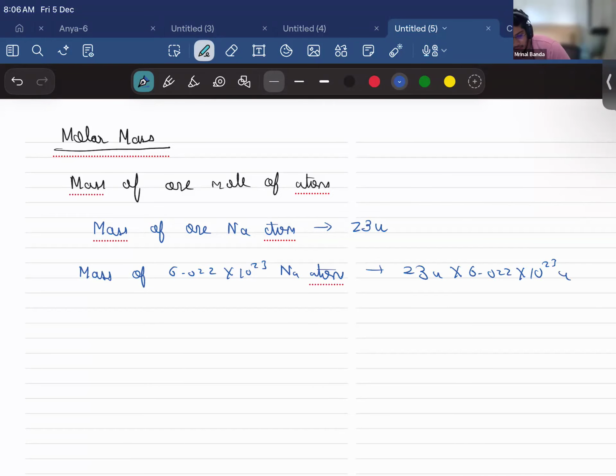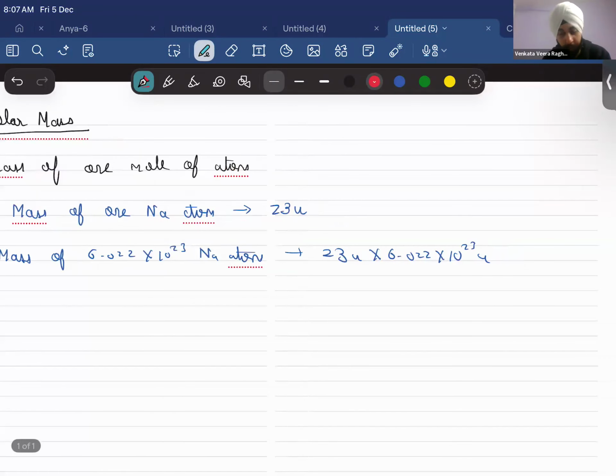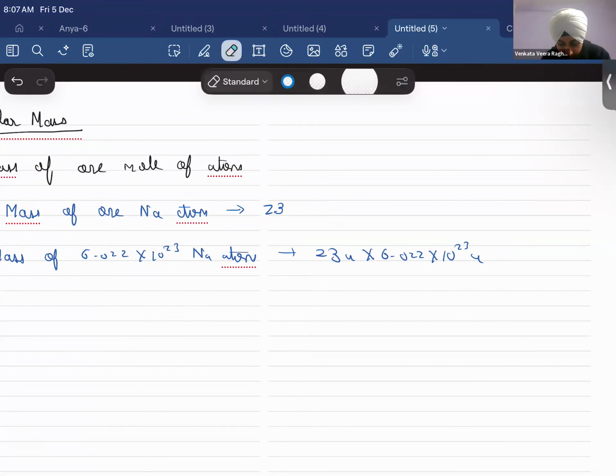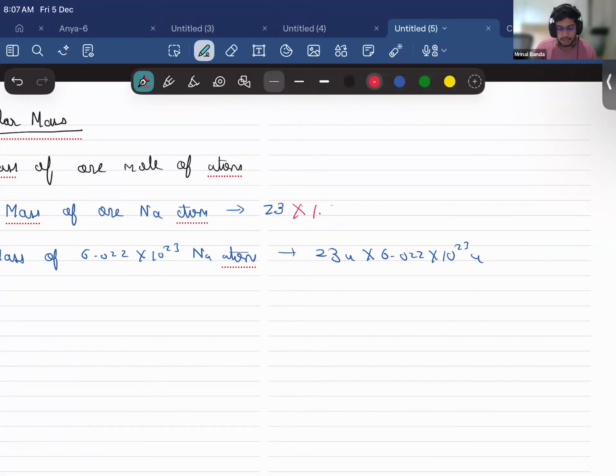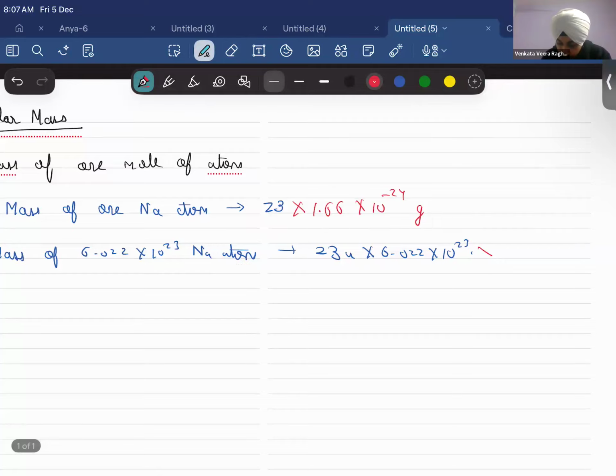Yes, sir. Let us convert these things from U to grams. How will you convert it? From U to grams, by simply multiplying with 1.66 into 10 to the power minus 24. Now it is in grams. Similarly, here also I will multiply it with 1.66 into 10 to the power minus 24 to convert it into grams. If you remember, these are the reciprocals of each other, I explained to you. You can calculate this value. These are the reciprocals of each other, right?